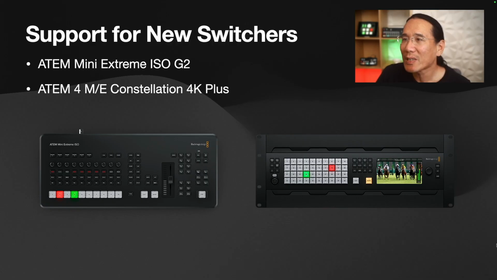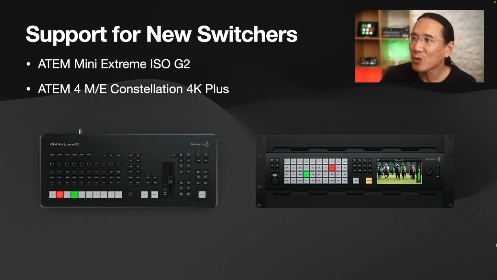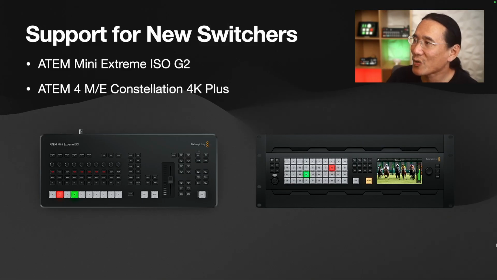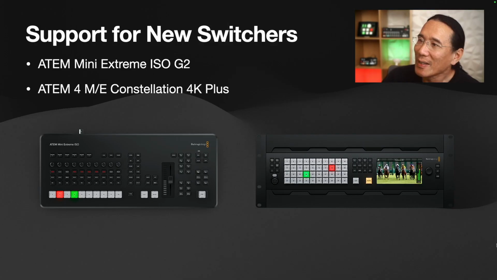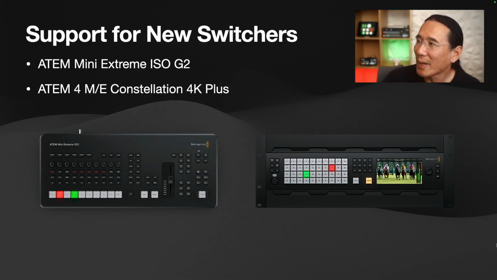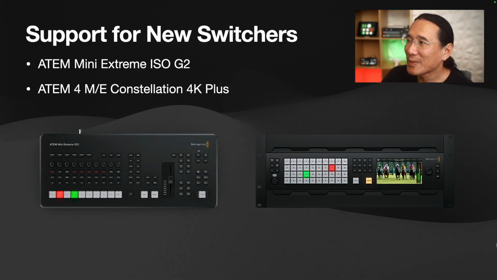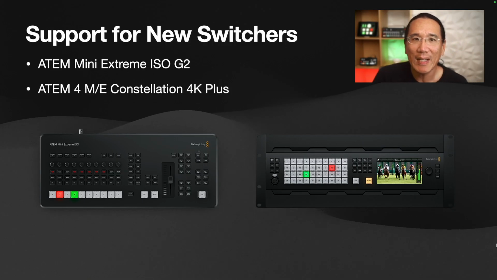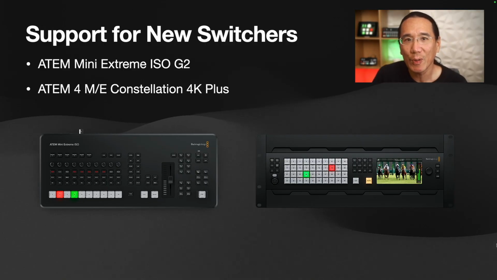So Blackmagic recently released the ATEM Mini Extreme ISO G2 and the ATEM 4Me Constellation 4K Plus. You can see their screenshots down below. And these are just reaching customers' hands in the past few months, and they're really good devices. In fact, I have an ATEM Mini Extreme ISO G2 on loan from Blackmagic Design. I have to return it later this week, but I found it to be a very capable device.